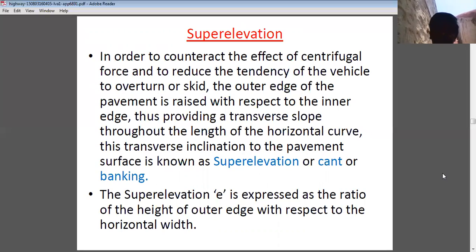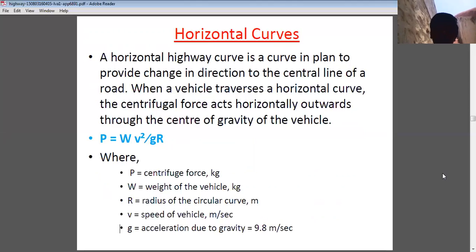Throughout the length of the horizontal curve, the transverse inclination of the pavement surface is known as superelevation, or cant, or banking. On the bank of the road, we increase the thickness of the road at the outer edge. Then automatically the vehicle can't go outwards. Superelevation e is expressed as the ratio of the height of the outer edge to the horizontal width.